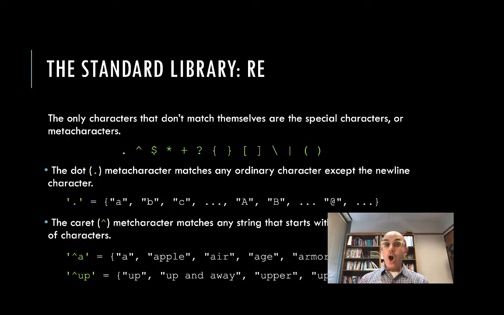The only characters that do not match themselves are the special characters or metacharacters. In this case, the plus, the dollar sign, the star, the question mark, the quotation, and so on. The dot metacharacter matches any ordinary character except the newline character. So in this case, I can apply A, B, C, even the three dots, or even only the dollar sign. Those are the things that can be applied in order for us to fill up a set of data.